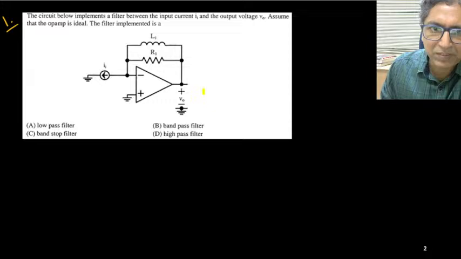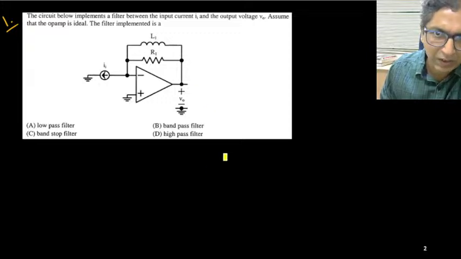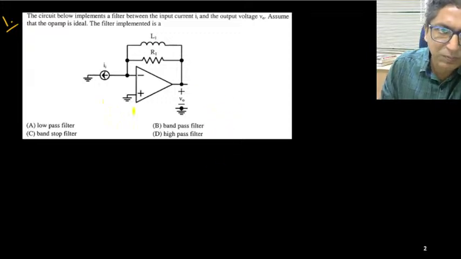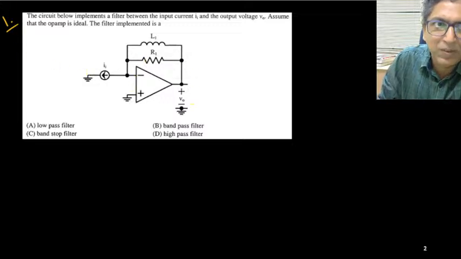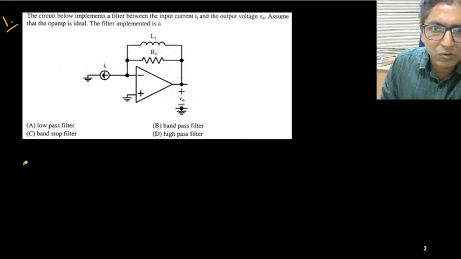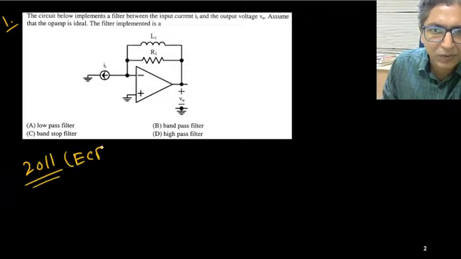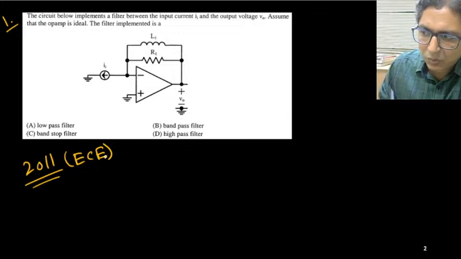So this problem is just to find out the type of the filter. Whether it's a low pass filter, high pass filter, band pass filter. So how to check that one? This kind of problems are coming frequently in GATE exams. So this problem is taken from the GATE paper 2011 ECE. Just to identify the type of the filter. So how to identify this thing?